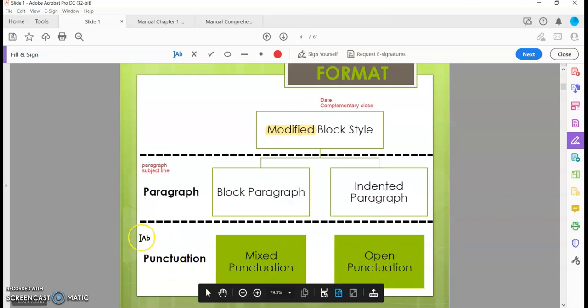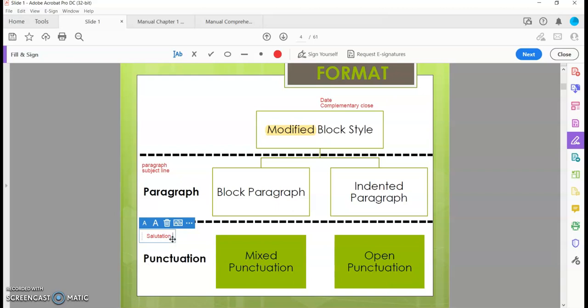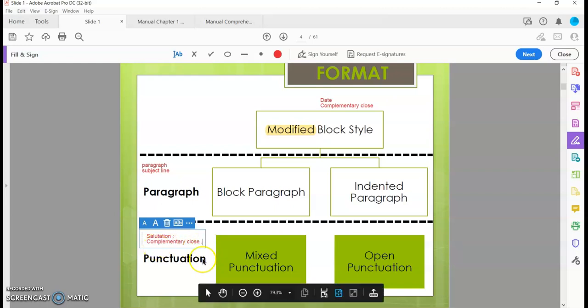So here, for punctuation, there are two places being affected. Number one is the salutation. They have a colon. And at the complementary clause, they have a comma. Okay, they have a comma for a mixed punctuation. But for the open punctuation, they don't have any punctuation for the salutation and also the complementary clause.